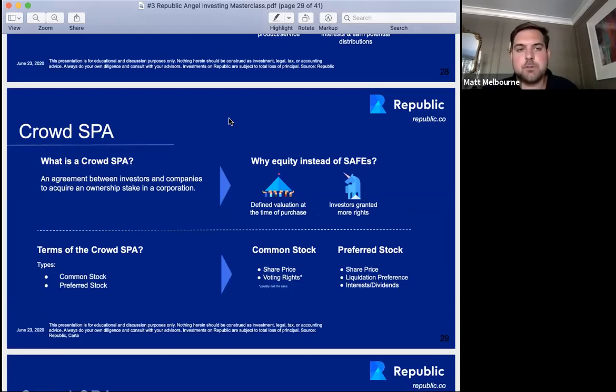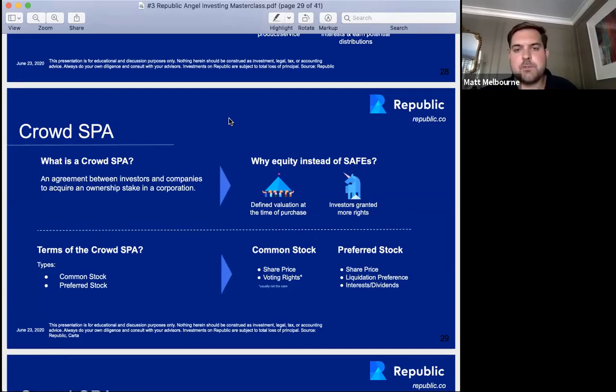The SPA is very similar to the IPA. It's a stock purchase agreement, which is an instrument that's used for a C Corp. And the key terms at the time of the investment are the valuation, which determines the share price, and the rights that you're granted as a shareholder in that company. So the two most common types of shares are common and preferred stock. And we work with both for different types of companies. So what's a good fit?